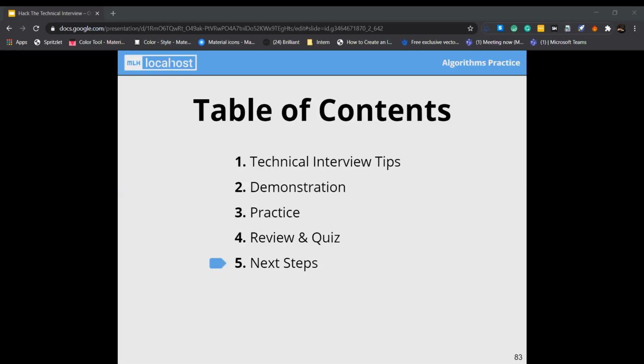So what after this? Because it's not that you attend one activity and you become a pro at everything. So it's always a continuous journey. So what after this?